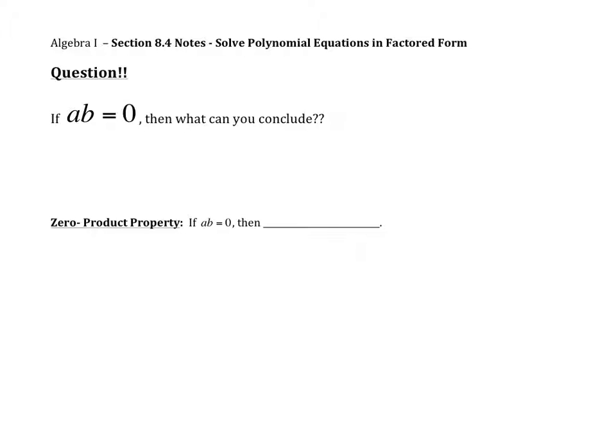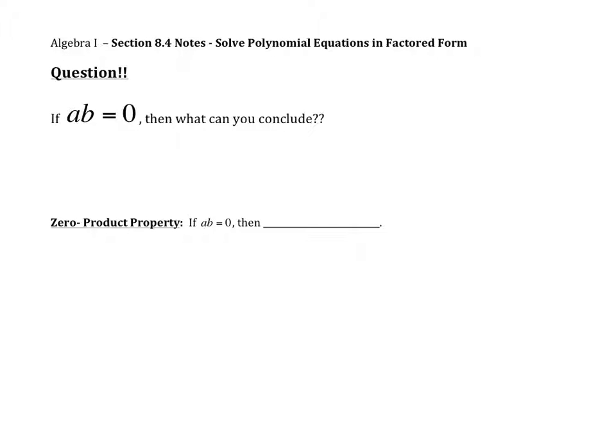In section 8.4, we'll take the polynomials that we were working with previous to this lesson and actually turn them into equations. If you think back, none of the problems we were doing thus far in this chapter had equal signs. So we're going to take those polynomial equations and actually solve them this time, and the way we do that is by getting them into factored form, and this is the part that will be new to you.